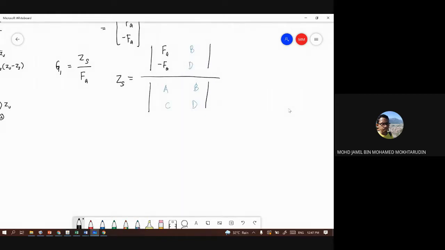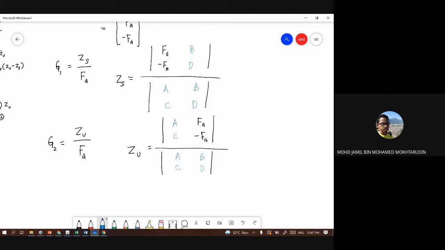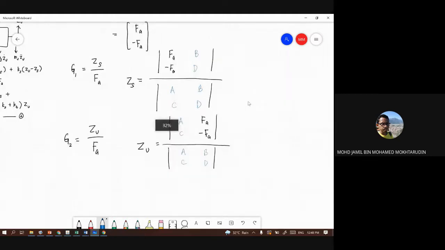So G2, Zu over Fa. It is the same determinant, but now you need to replace the second column of the big matrix with Fa and negative Fa. So simplified, you get 8 marks. Any question before we proceed to the next quiz?